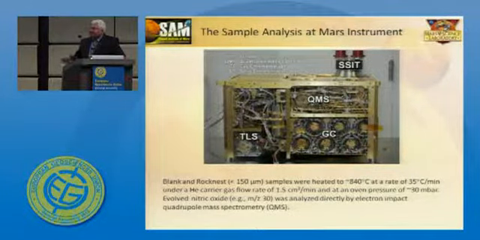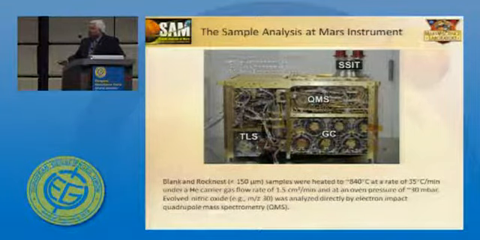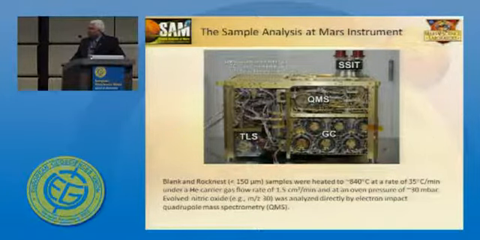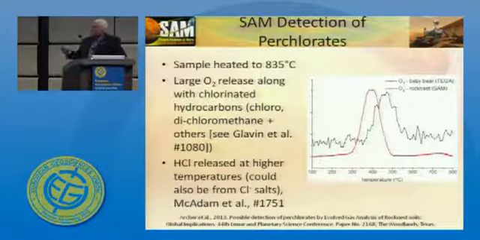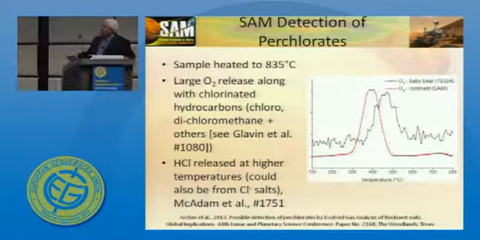The sample was heated up to about 840 degrees very rapidly, in 20 minutes, at the rate of 35 degrees per second. And the oven pressure was about 30 millibars. These are the results in comparison with Phoenix. In black, you have the oxygen release observed at the Phoenix landing site. And in red, this is the oxygen release with Rocknest. You can see that there is a big difference, almost a 100 degrees difference between the temperature onset of oxygen.